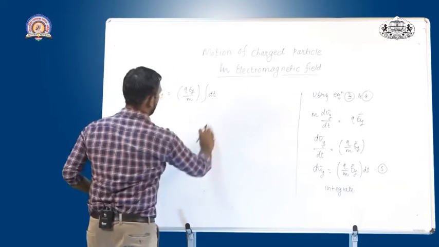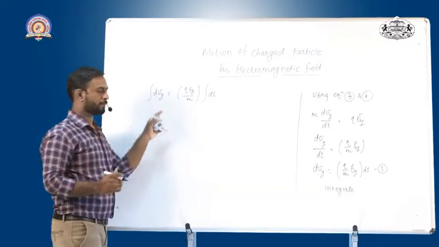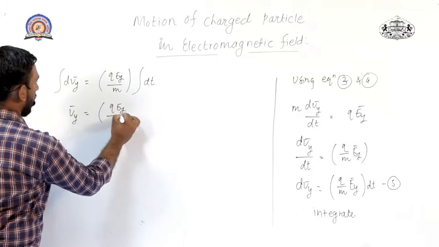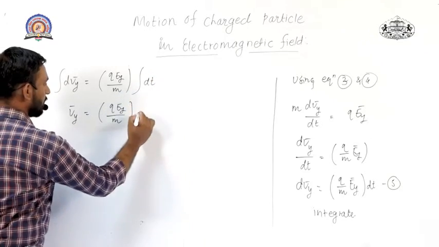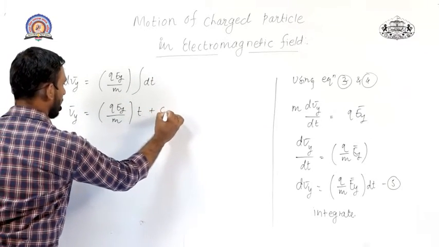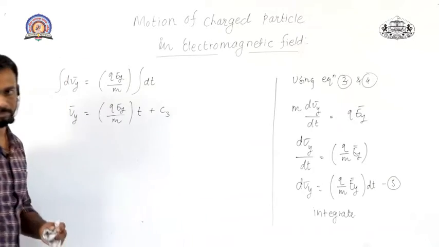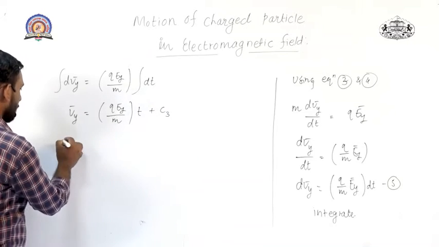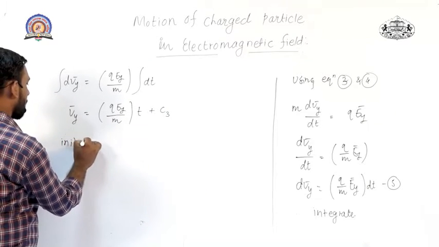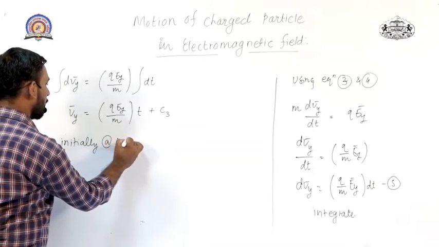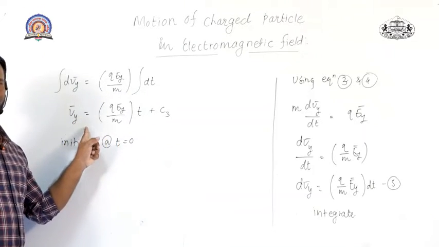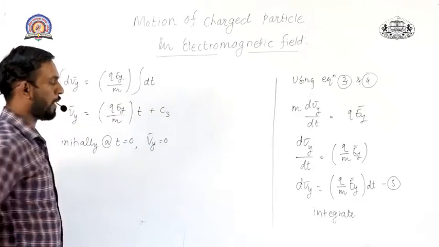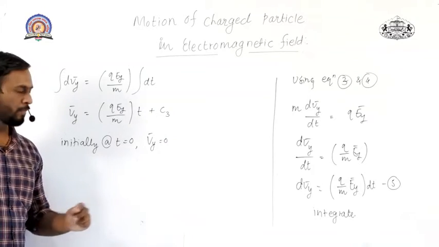So what is the integration of dv_y? v_y is equal to q E_y upon m, constant, and what is the integration of dt? t plus some constant of integration, let's say c3. And what is the procedure to find the constant of integration? Apply the initial condition. So initially, at t is equal to 0, what should be the value of v_y? v_y is equal to 0.